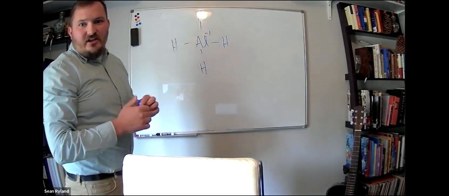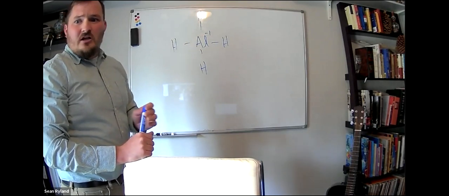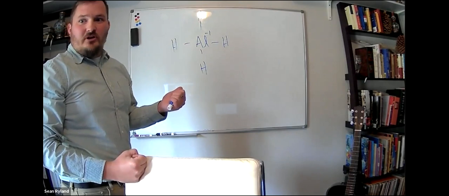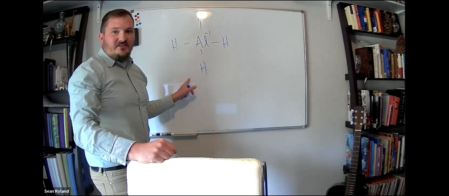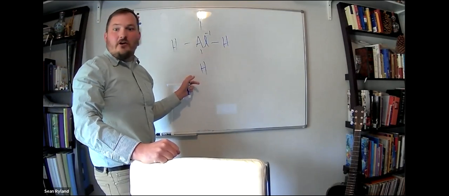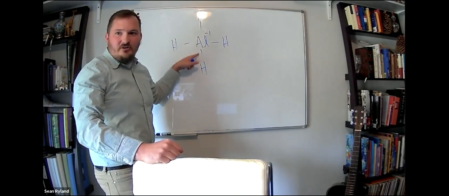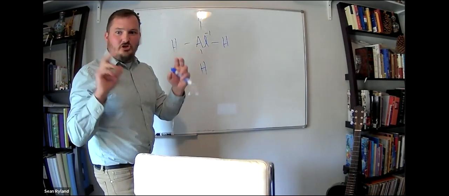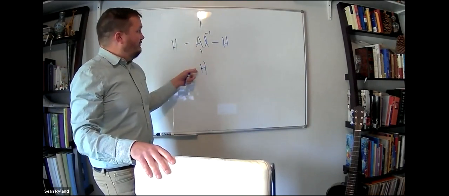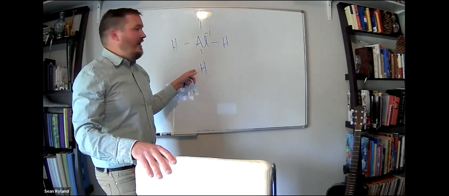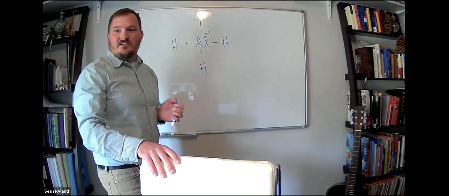Do the hydrogens have any charge to them? No, because on the periodic table, hydrogen has one electron, right? Each of these hydrogens has a full valence, so it has two electrons around it, but it's sharing them all. So these two electrons between the aluminum and the hydrogen only count for one controlled electron. So each of the hydrogens has control of one electron, and on the periodic table, it has one electron. So each of the hydrogens is neutral.